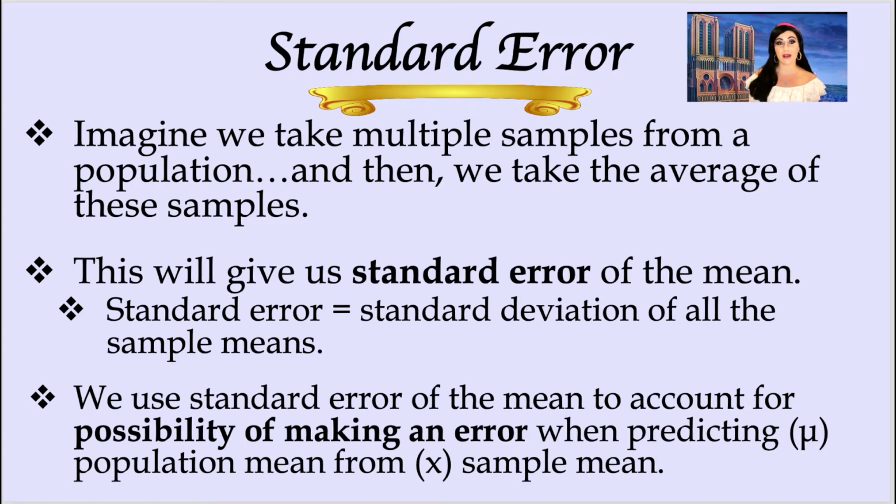We use standard error of the mean to account for the possibility of making an error when we predict mu, the population mean, from the sample mean. Because we are using inferences and predictions to generalize to a population from data we've collected from samples, we have to account for the possibility of making an error when we are making these predictions of the population based on data from our samples. And standard error helps us mathematically account for that by including it in our formula.